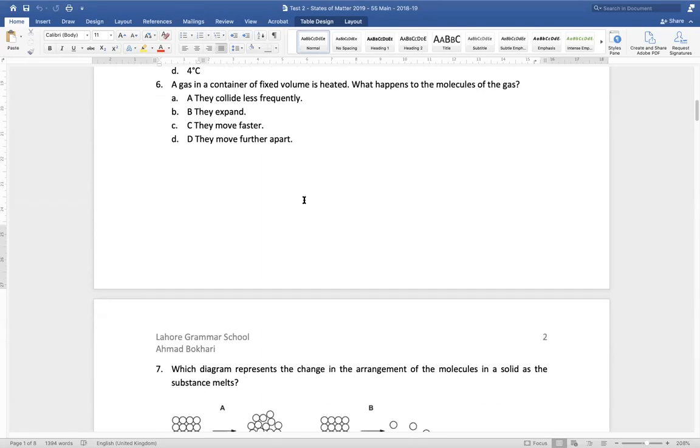A gas in a container of fixed volume is heated. So let's try to make sense of what it's saying. It's a fixed volume container. That means the volume will not change. So obviously the other two things will, the pressure and the temperature. What happens to the molecules of the gas? We are heating it, so temperature is changing. As temperature increases, they gain more kinetic energy. So that means they move faster. And not only do they move faster, they start to collide more and they will hit each other. So according to the options that we have, very good, Iman, the answer would be C.